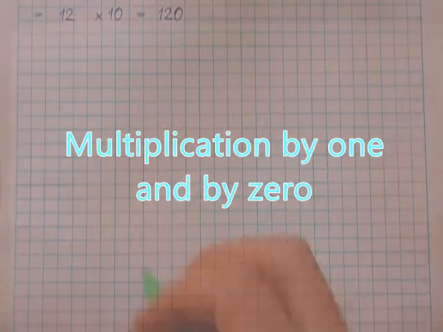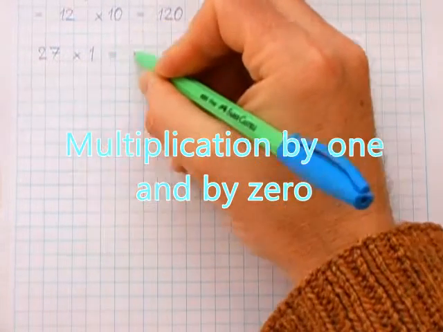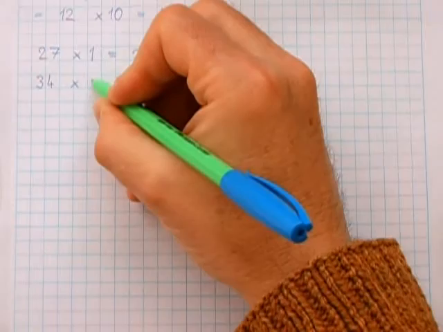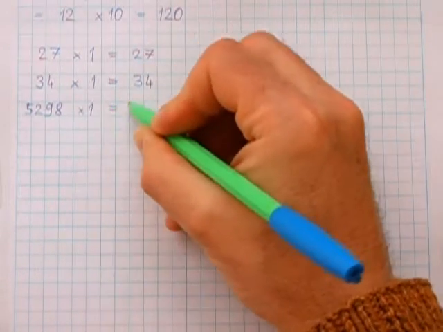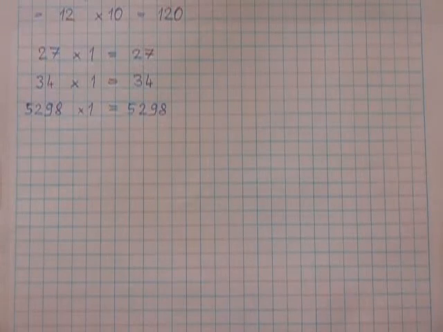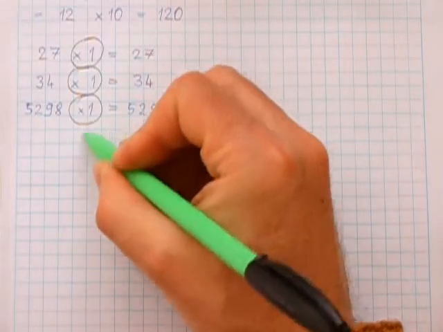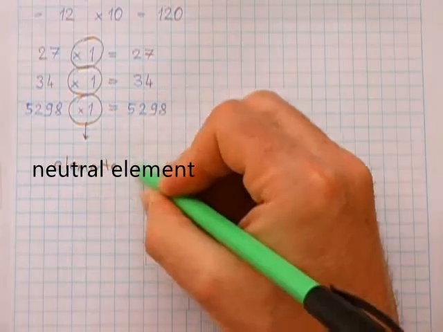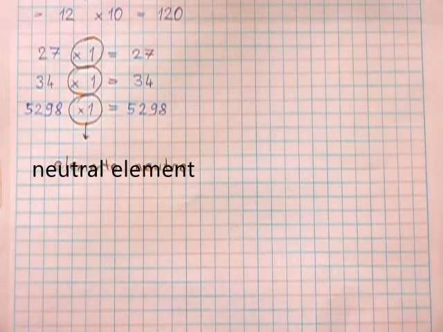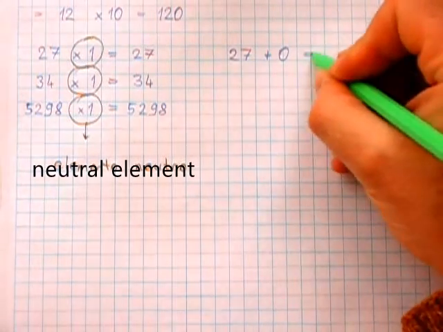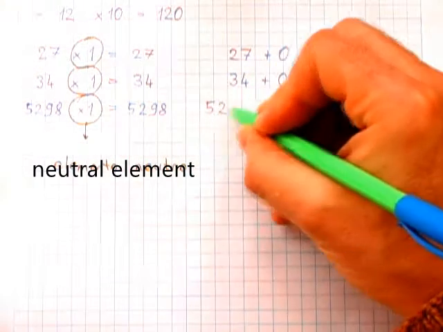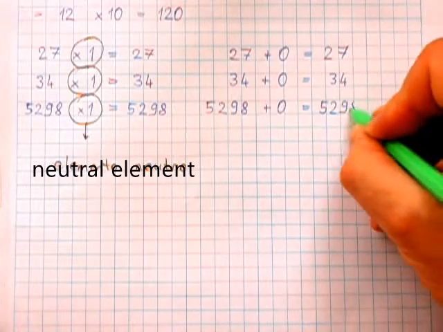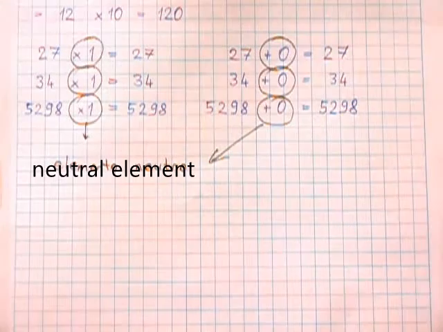Let's examine 2 special cases of multiplication. Multiplication by 1. Any number multiplied by 1 returns the initial number. Therefore, the 1 is called the neutral element of multiplication. It is the element which has no visible effect. Multiplying a number by 1 is the same as if we had done nothing at all. When we compare this with addition, we see that there the 0 is the neutral element. Adding 0 is also an operation which has no visible effect.